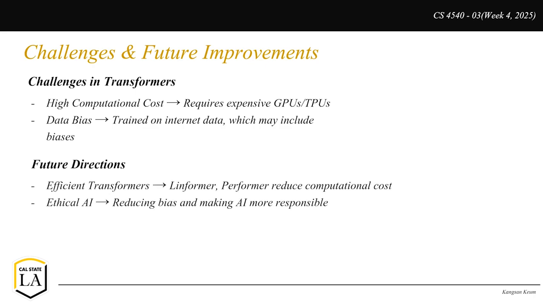And the next thing is future directions. So we need to develop efficient transformers. Models like Reformer and Performer reduce computational cost. And we need to think about ethical AI, basically reducing bias and making AI more responsible.